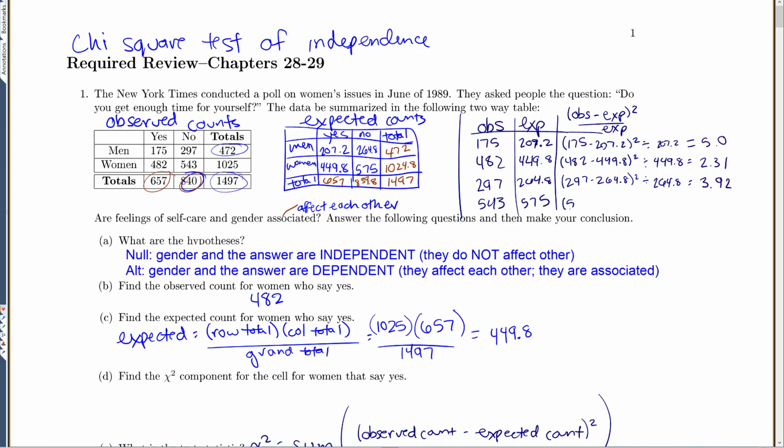And if I do 543 minus 575 squared and divided by 575, I get 1.78. So again, for every set of cells, I did observed minus expected, squared divided by expected. And I have to do that for each of the cells. This table, while not required, just made it a little bit easier for me.